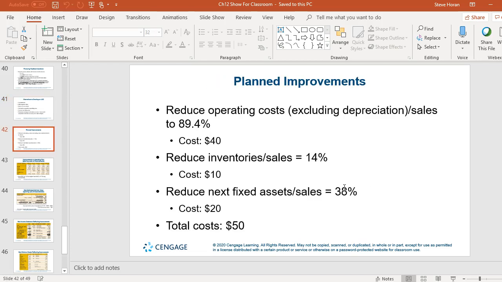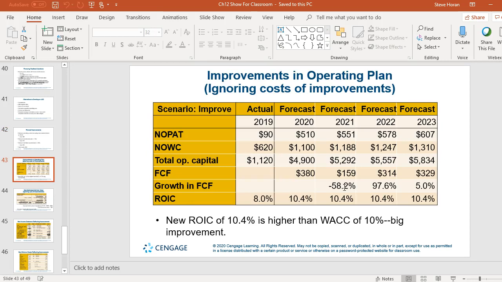And of course, what this company should be doing is planning for improvements. Reduce operating costs, reduce inventory, be more efficient with the use of our fixed assets. If they could pull off any just one of these things, their need for additional financing will go down and the ROIC will go up, which for them is a big deal. They want that ROIC to be above the WACC.